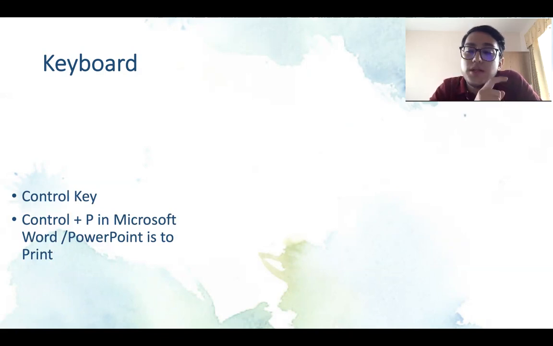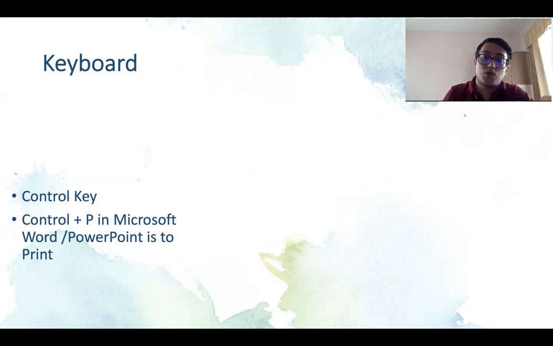So what does Control P do in Microsoft Word, in PowerPoint, or even some other programs? What you have to do is press and hold Control and press P. And if you are a Mac user, so Apple products, instead of Control, you have to press and hold Command.